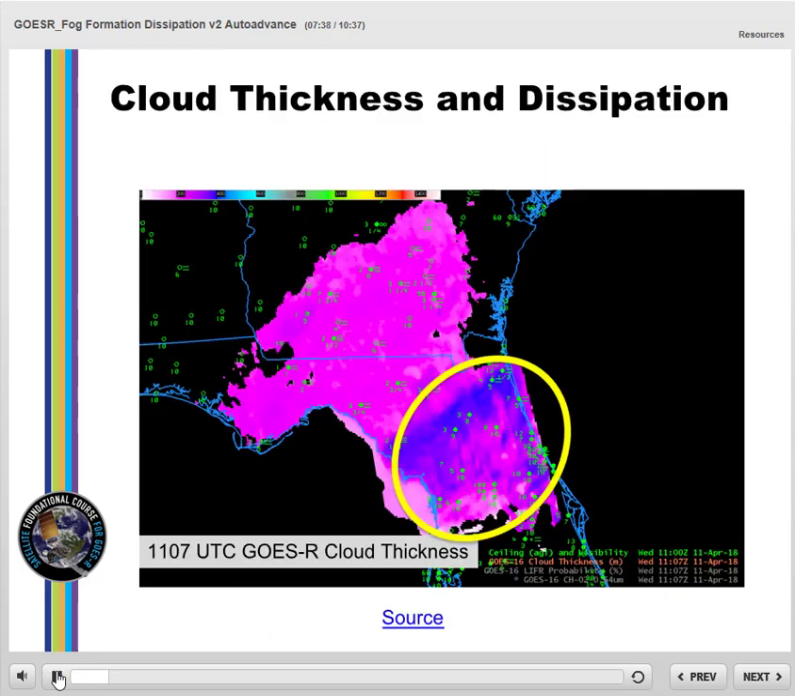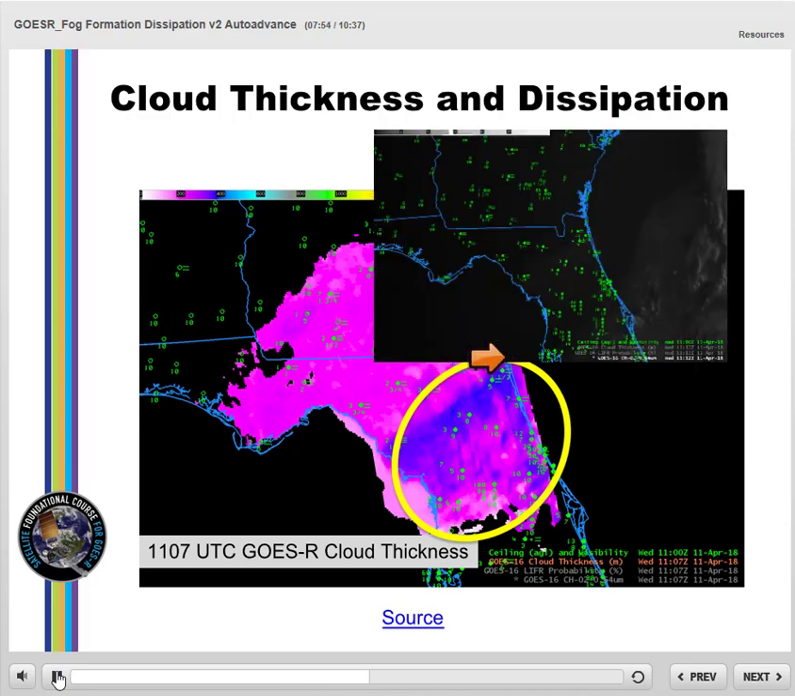This example demonstrates the utility of cloud thickness in predicting dissipation time. The still figure is cloud thickness, the last one before morning twilight conditions, and in fact you can see the data cutoff right off Florida's east coast. Values are very small. Magenta is around 300 feet, blue is closer to 400 feet. Those small values suggest rapid burn-off, and that's what happened as shown in this animation.